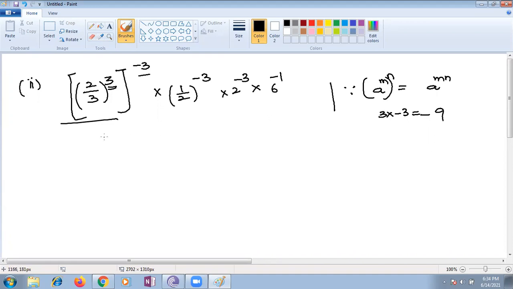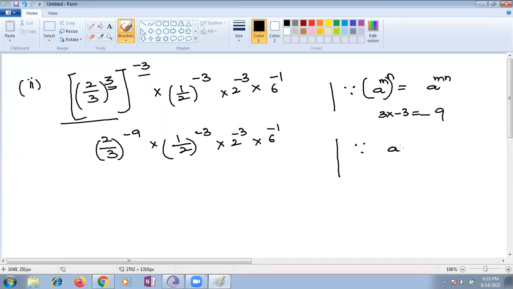So here can we write it as 2 by 3 whole power minus 9? Yes or no? Yes, ma'am. We can simplify it as 3 by 2 power 9. Exactly. This can be written as 1 by 2 whole cube whole to the power minus 3. This can be written as 2 power minus 3. Now all are negative exponents, so they can be written as 1 by a power n.